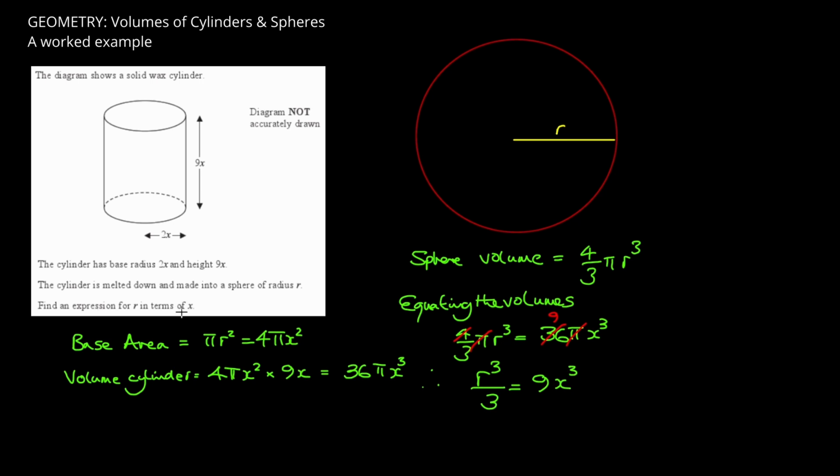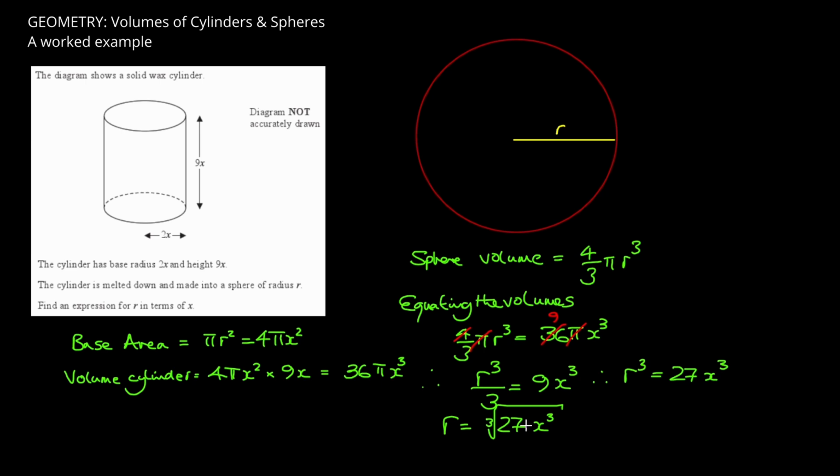Now they want r in terms of x, so we need r on the left on its own. Multiplying across by the 3, we get r cubed is equal to 27x cubed. And if we take the cube root of both sides of that equation, we will get r on this side. So we get r is equal to the cube root of 27x cubed.